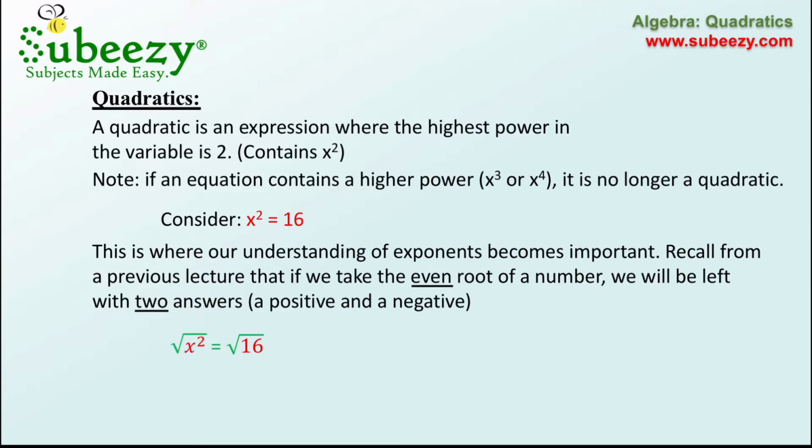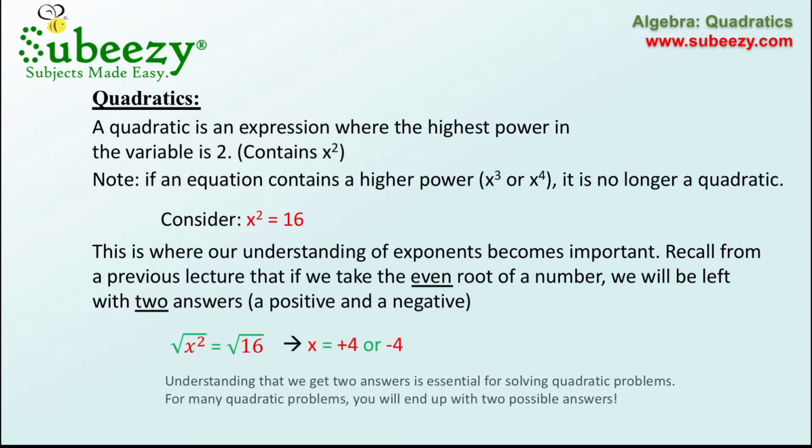The square root of 16 has two possible answers, a positive 4 or a negative 4, because positive 4 times positive 4 is equal to 16, and negative 4 times negative 4 is equal to 16. Understanding that we get two answers is essential for solving quadratic problems. For many quadratic problems, you will end up with two possible answers.